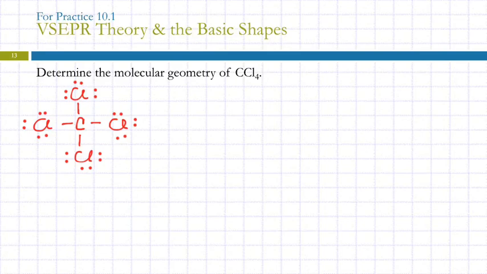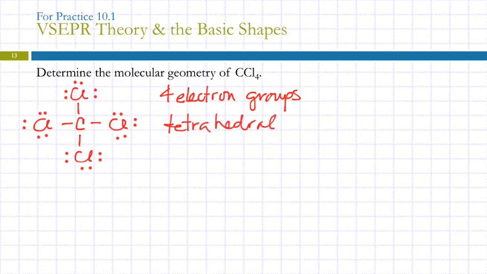So you start with the Lewis structure. Look at the central atom. How many electron groups? 4. There's 4 single bonds. So we have 4 electron groups. Well, if we had 4 balloons tied together, what shape would they make? A tetrahedron. So this is going to be a tetrahedral geometry. Any questions? The Lewis structure looks flat, but the molecule is not.